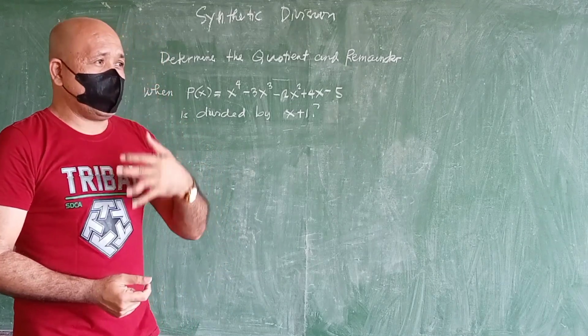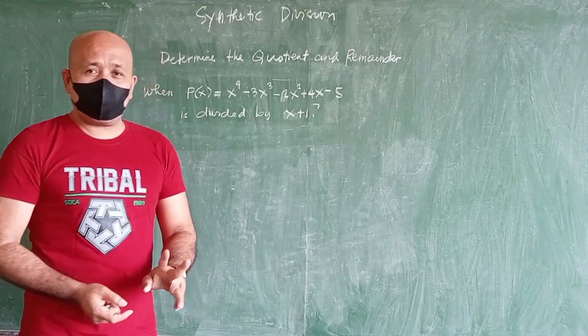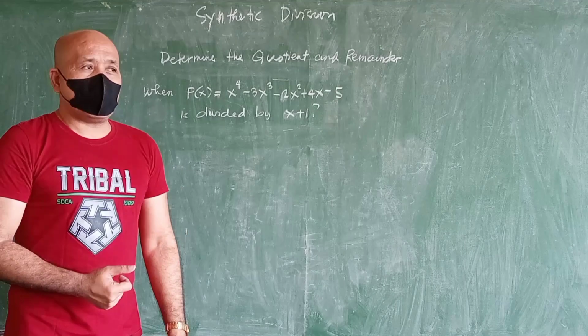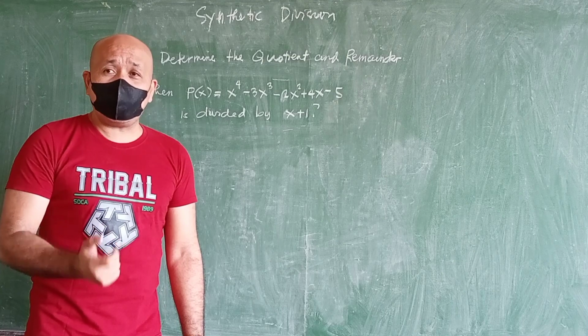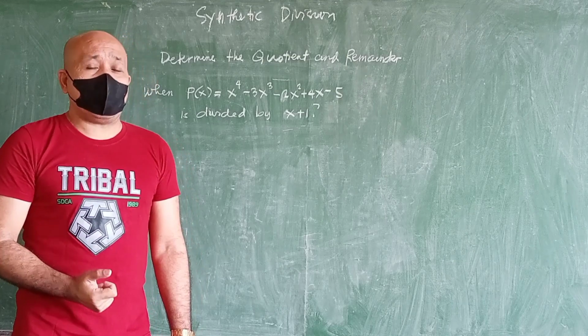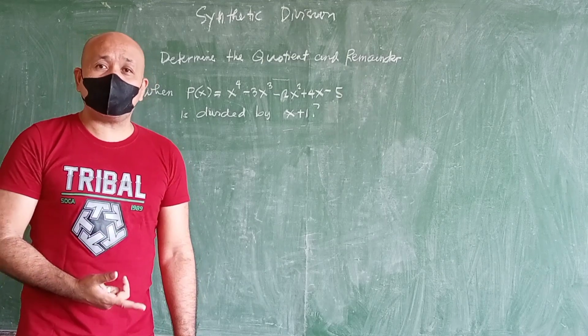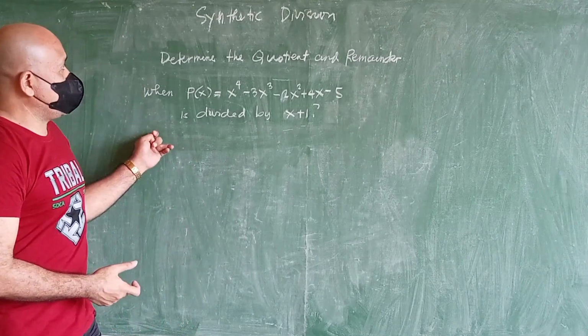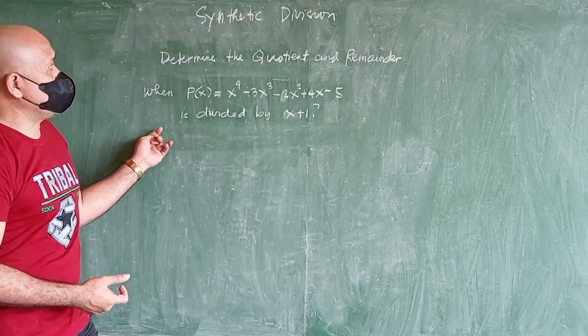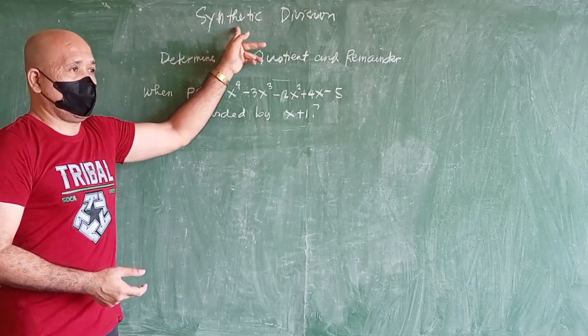So after the remainder theorem, the purpose again of the remainder theorem is only to determine the remainder without actually performing the division process. And this time, let's proceed to the type of division which is considered synthetic division.